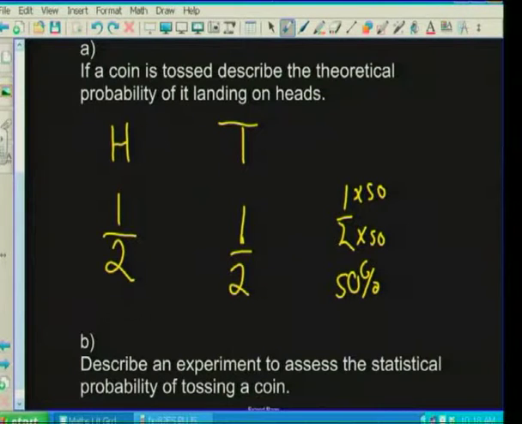Lastly, I may have asked you the question, write that as a decimal, and to write a percentage as a decimal, we simply divide by 100, and that would be 0.5. So any of those 3 answers would be a perfect answer for the question. Either a half, or 50%, or 0.5. All of those express the probability of the event of the coin landing on heads.